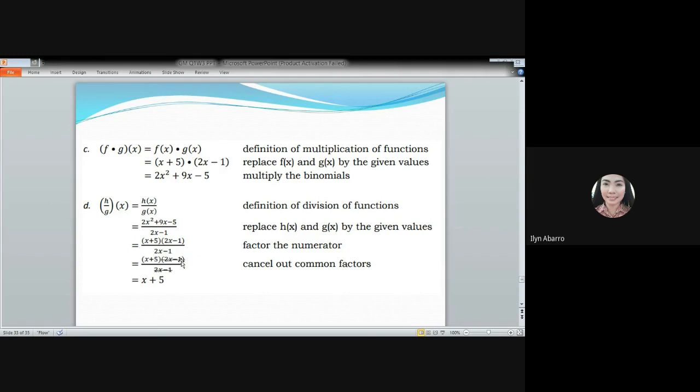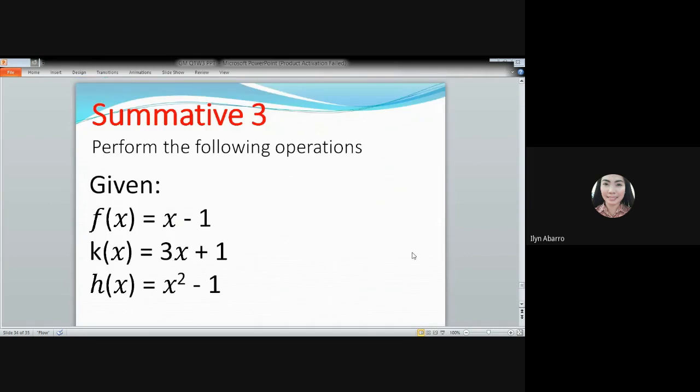So, then divide out the common terms. So, 2x minus 1 and 2x minus 1 na-divide out na siya or na-cancel out. So, our answer is x plus 5. Okay? So, that's it. So, try to answer the following.